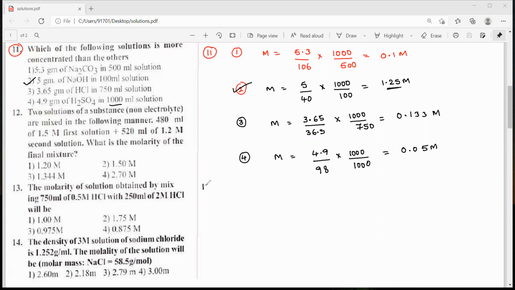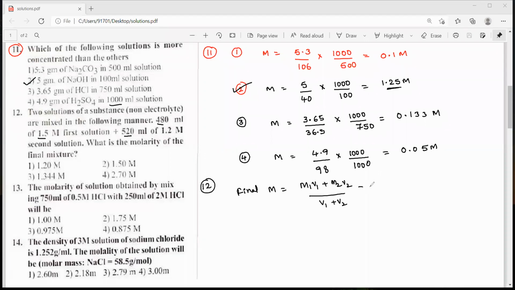Okay, let's see the 12th question, dear students. Two solutions of the same kind of non-electrolyte substance are mixed. The first solution's volume is 480 ml and its concentration is 1.5, and the second solution, of the same kind, has a volume of 520 ml and its concentration is 1.2. The resultant molarity we need to find out. So the final molarity is equal to M1V1 plus M2V2 by V1 plus V2.